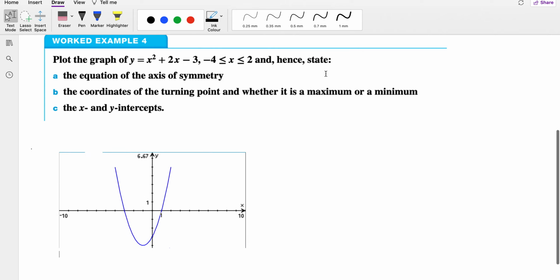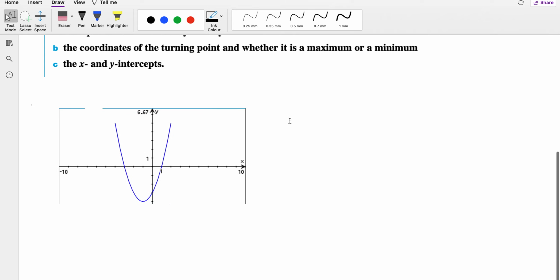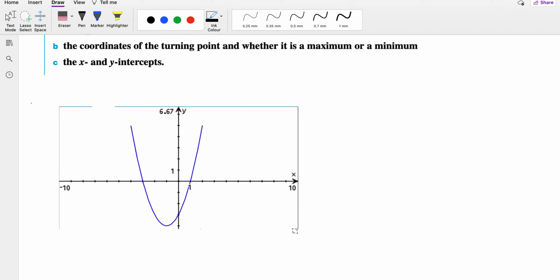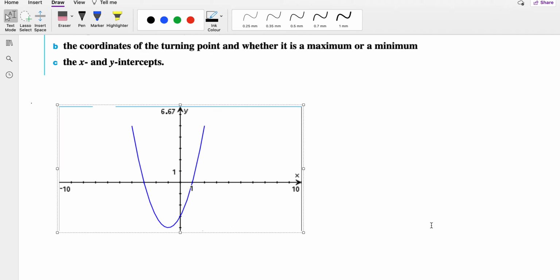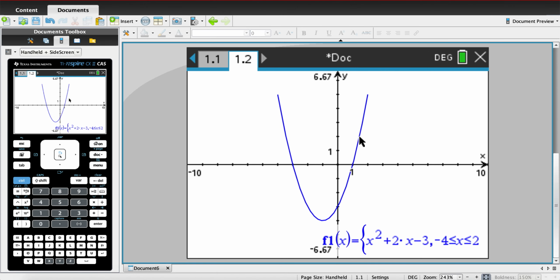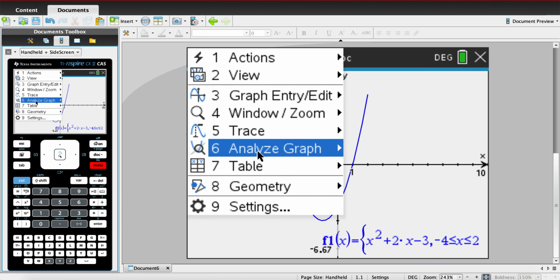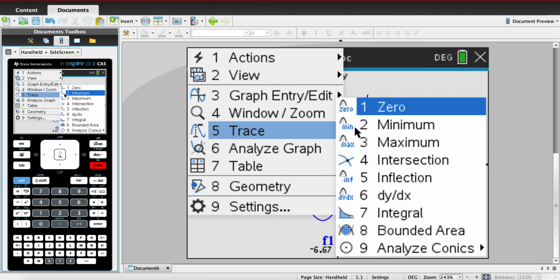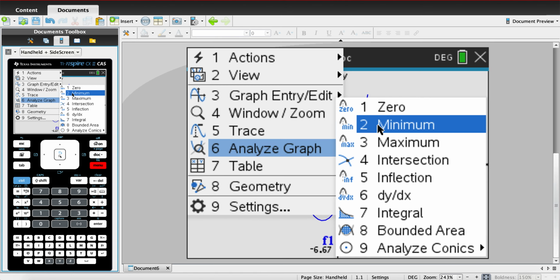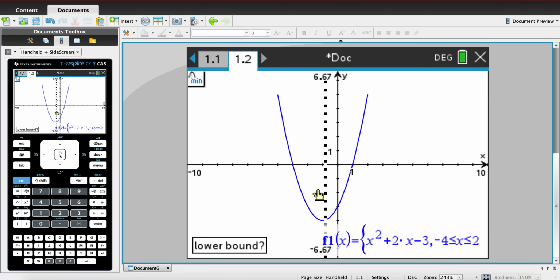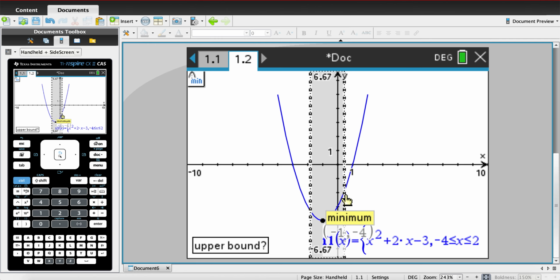So it says plot the point and hence state the equation of the axis of symmetry. So we know that to find the axis of symmetry, we need the turning point. So we're going to see how we do that. We're going to go menu, analyze graph, and we're going to find in this case the minimum. Okay. So it's asking what is the lower bound. So you have to drag the point and say, okay, my lower bound is going to be here, and your upper bound, good, here. You can see that it immediately says there's a minimum.